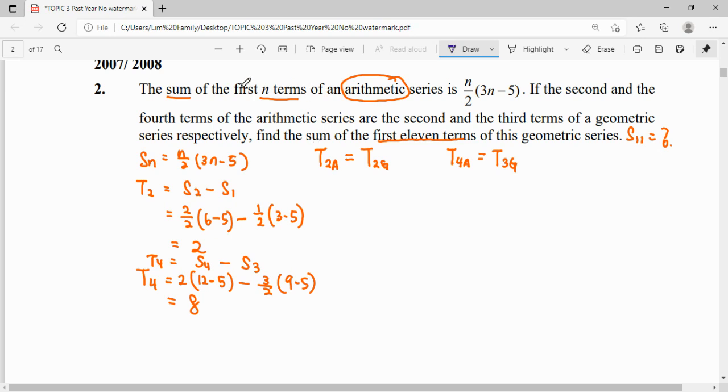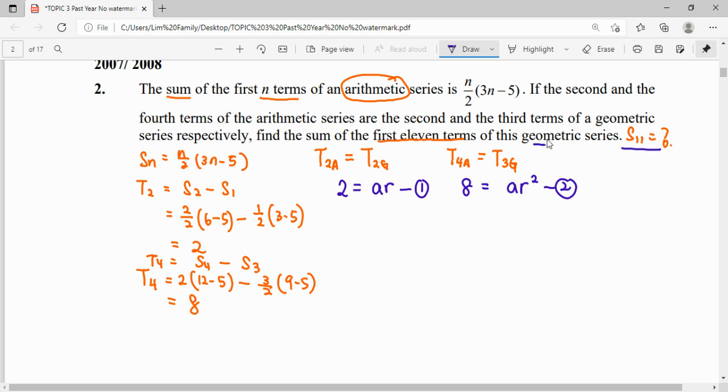After we get our second term and fourth term from our arithmetic sequence, now we're going to focus on this. They said it is equal to the second term and third term of our geometric series. So in the geometric series, 8 is equal to our second term in geometry, which is AR. Second term is 2, so 2 equals AR. And then 8 equals the third term, so AR squared. This is how we get our information. First equation, second equation. So we are going to find out our sum to 11.